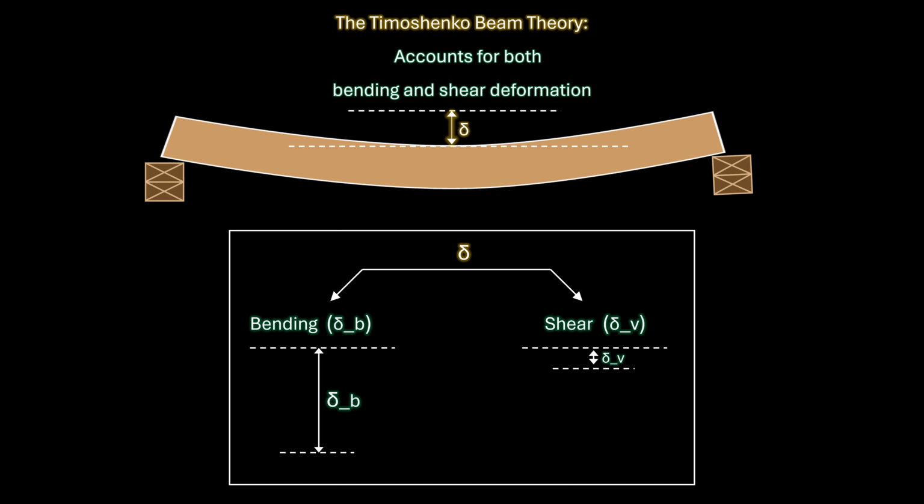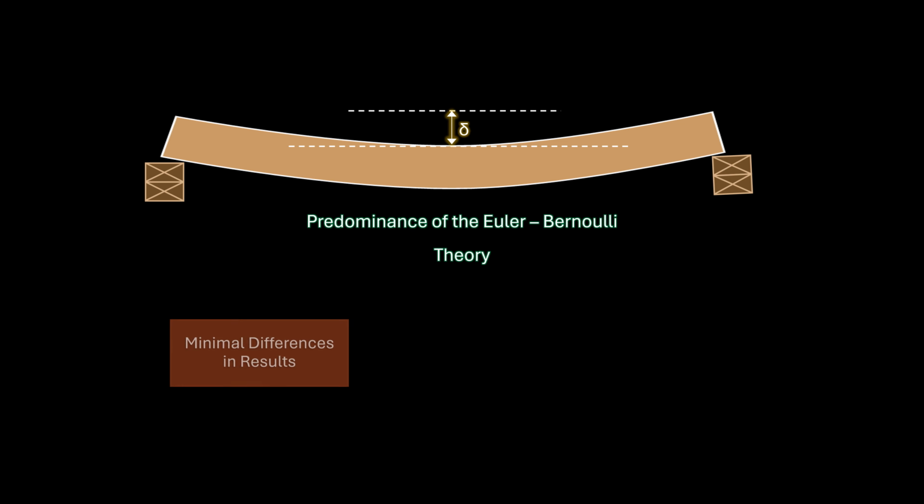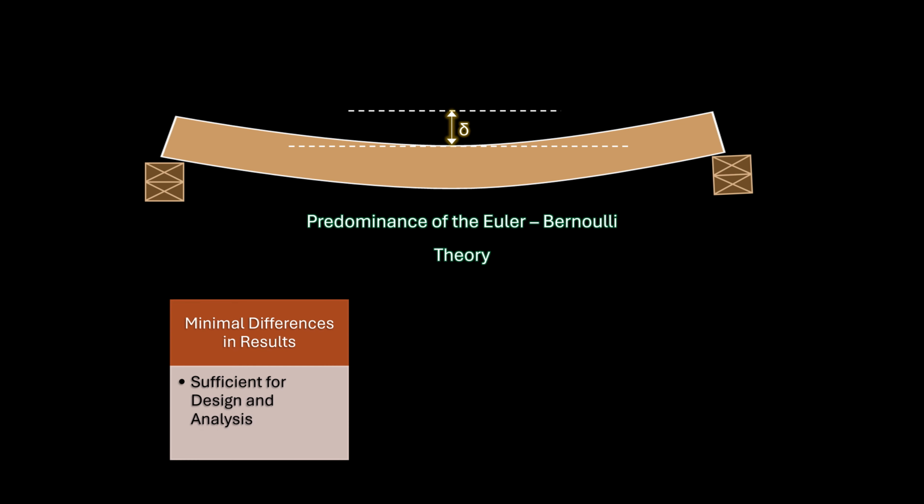That being said, the use of beam analysis equations that are based on Euler-Bernoulli theory is much more predominant than analysis based on the Timoshenko beam theory. In many practical engineering problems, the differences in results between the two theories are minimal, making the simpler Euler-Bernoulli theory sufficient for design and analysis.